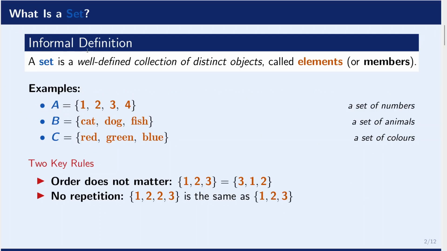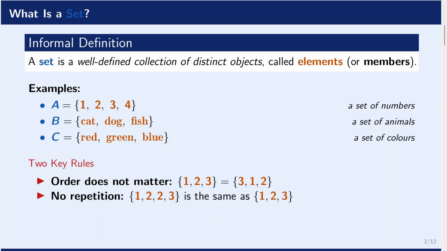Let's start with an informal definition. A set is simply a well-defined collection of distinct objects. We call these objects elements or members. Let's look at a few intuitive examples. We can have a set of numbers, which we will call set A. Set A equals the collection containing the numbers 1, 2, 3, and 4.